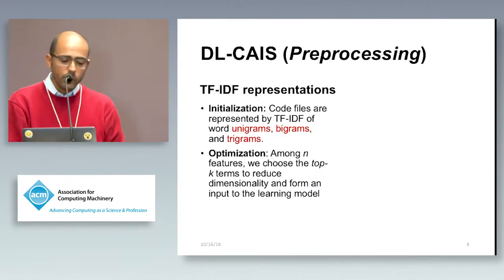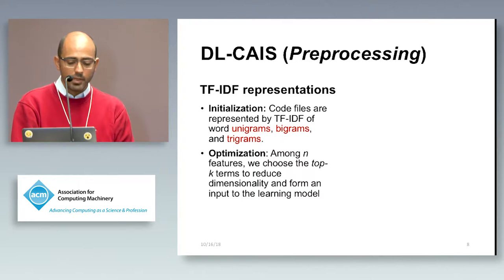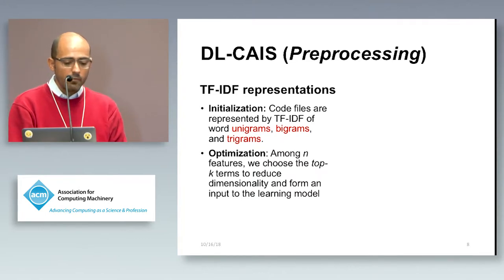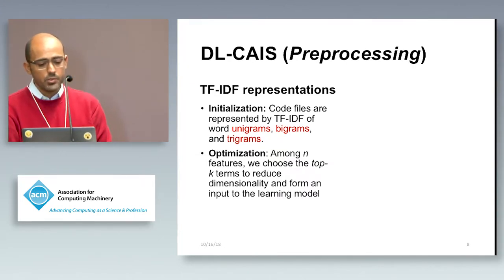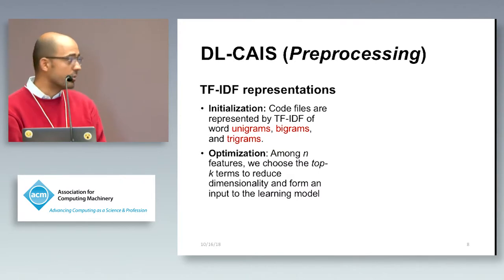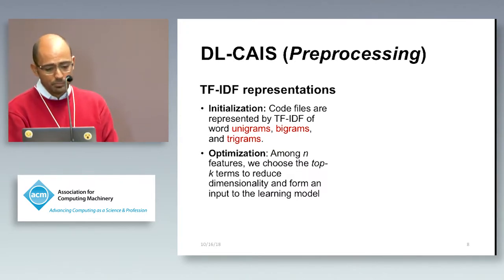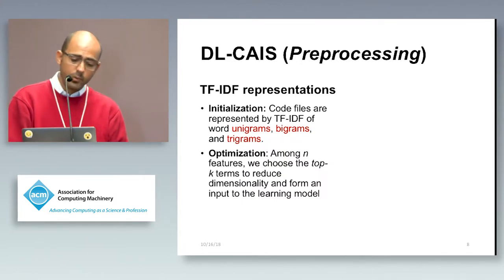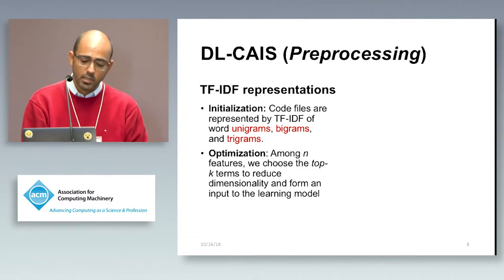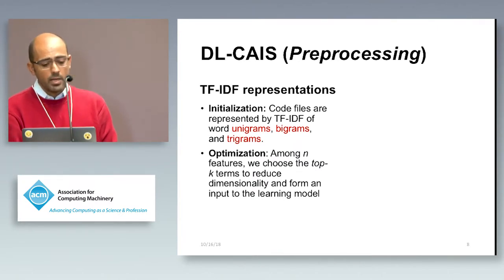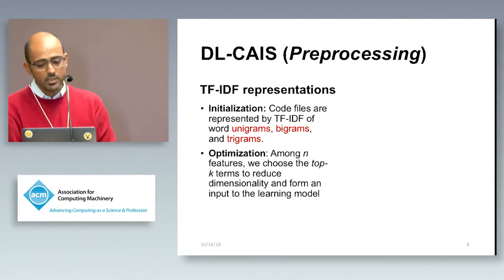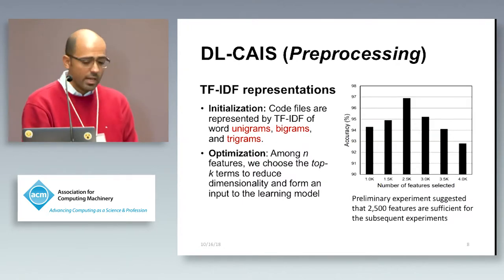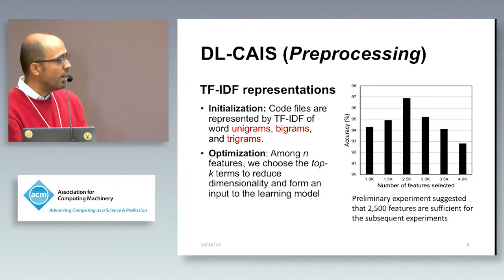For the pre-processing, we use TF-IDF, which is an accepted standard technique. For the initialization, the code files are represented by the TF-IDF of words using unigram, bigram, and trigram. We create a subvector for the unigrams, bigrams, and trigrams, and just concatenate them. Given that we will have a bloated space of features for the unigram, bigram, and trigram, we try to optimize our system by selecting the top k terms that can reduce dimensionality and maximize the accuracy. And for that, we do not really want to look into all the space of the states that we can look into.